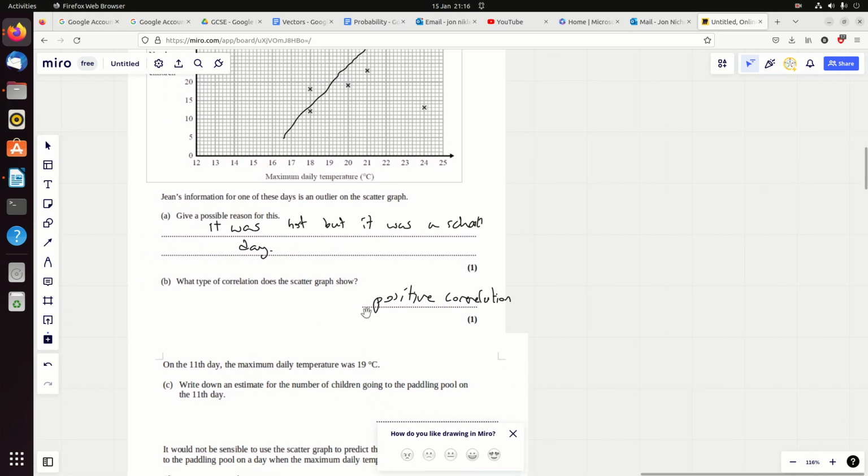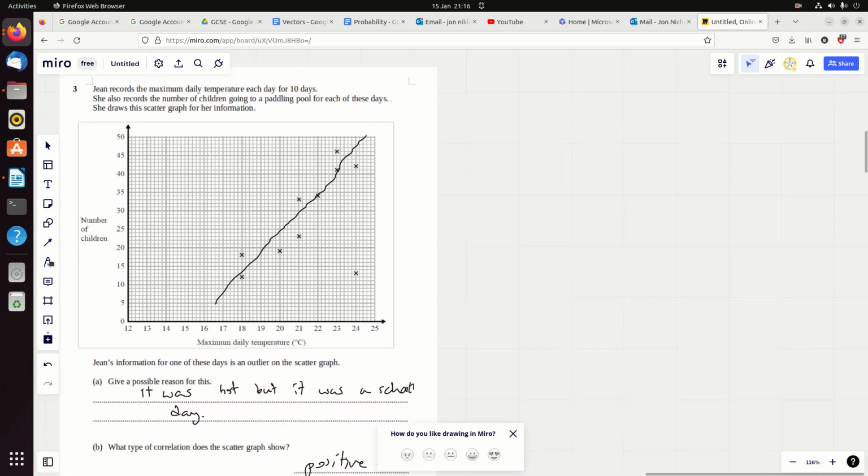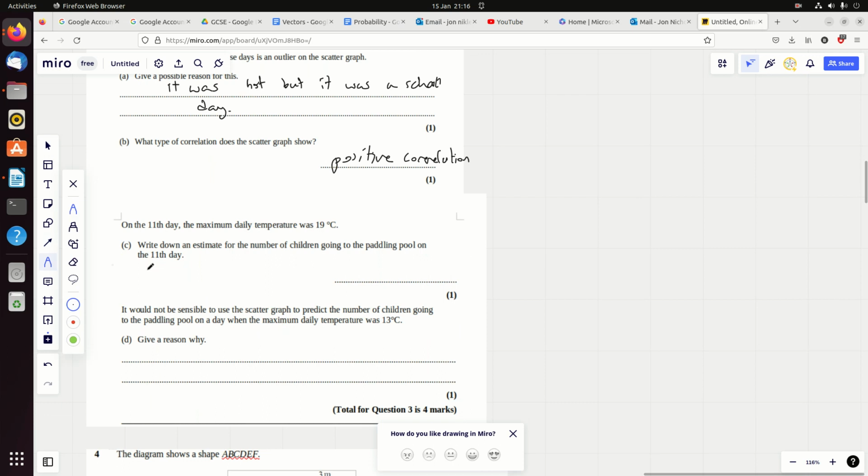Oh, because it was 19 degrees Celsius. 11 is a distractor here, and it distracted me. Okay, 19 looks to be about 20, and so it's 20 children. That was done pretty well, though.